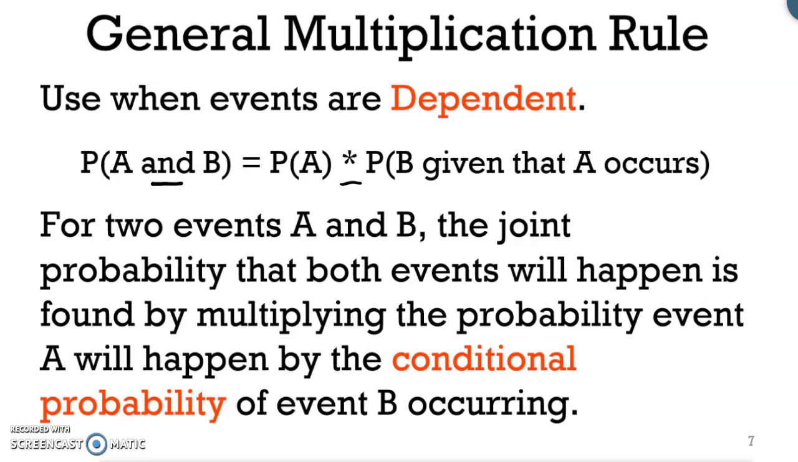Like maybe I'm drawing a marble out of a bag and I'm not putting it back in. Well, that's going to change the probability that the next marble is a color or something. Or you'll see I'm going to do an example with cards, like dealing cards. So the rule here is that you multiply to get the probability of A and B. You multiply the probability of event A, the first thing, times the probability of event B given that A occurs. That's called a conditional probability.